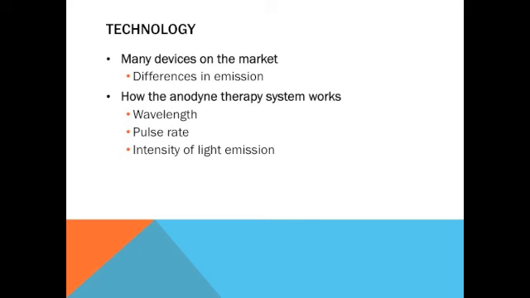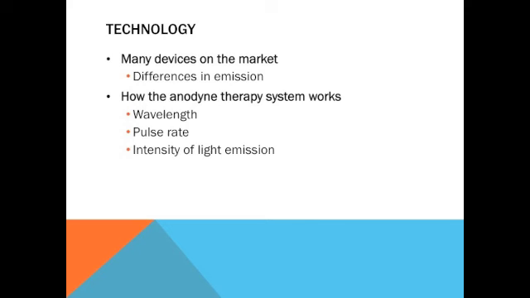There are many infrared technologies on the market today. These technologies are referred to as infrared light, low-level light therapy, laser therapy, and anodyne therapy. The difference in these technologies is not in the name, but in their method of emission. The technologies differ in their wavelength, pulse rate, and intensity of light emission. The different emission methods will dictate how that technology works. For example, the heart tissue laser used in laser surgery operates with a wavelength of 3,000 nanometers.